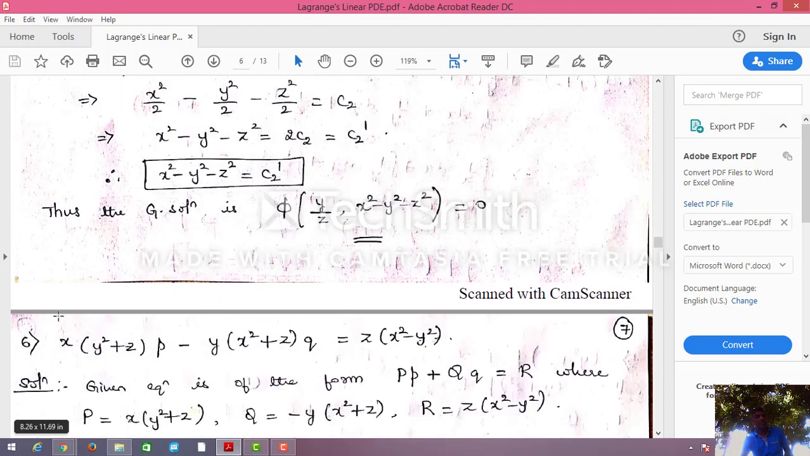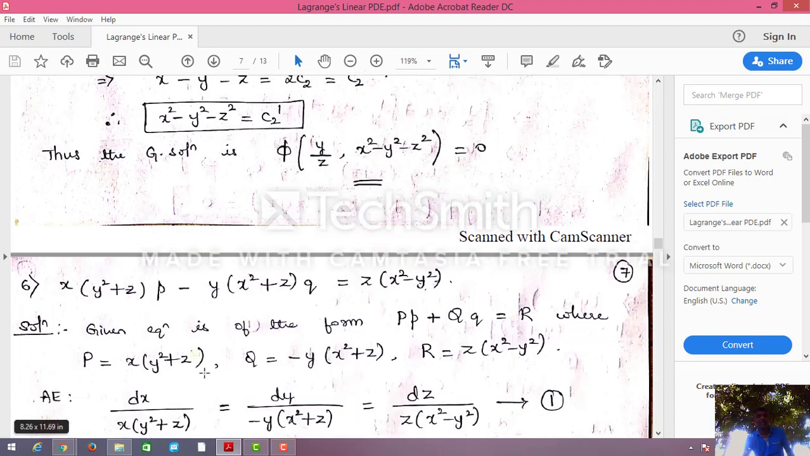Next question: x(y² + z)p − y(x² + z)q = z(x² − y²). It is of the form Pp + Qq = R. Here x(y² + z) is capital P, minus y(x² + z) is capital Q, and this one should be R. How do you simplify this one?